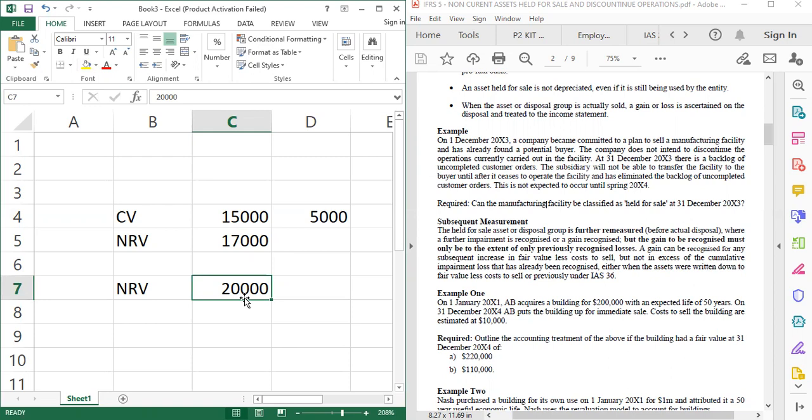So if there's no impairment loss or there's no losses on the asset at the initial measurement, we don't recognize the increase. We just still carry the asset at the value that it should be carried. All right. A gain can be recognized for any subsequent increase in fair value less cost to sell, but not in excess of the cumulative impairment loss that the asset has already been recognized, either when the assets were written down to fair value less cost to sell or previously under IAS 36. So it's just like reversal of impairment. This is like a reversal of impairment. If the classification had not been done, what should have been the value of the asset? We carry that portion, add it to the cost.